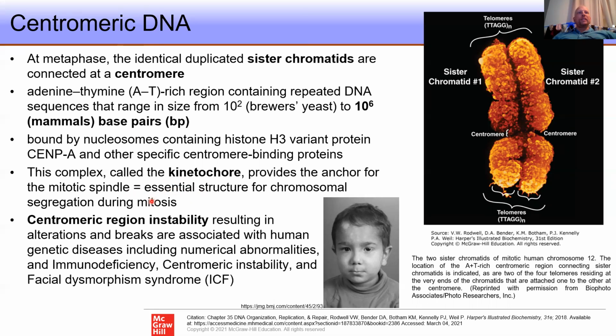So what we see is there's instability in this region, and this instability that causes alterations and breaks in DNA is actually associated with a number of different human diseases, and that includes numerical abnormalities when you have extra or missing chromosomes, and also this syndrome called immunodeficiency, centromeric instability and facial dysmorphism syndrome, ICF. And here's an individual with this syndrome, and that is linked with instability in the centromeric region.